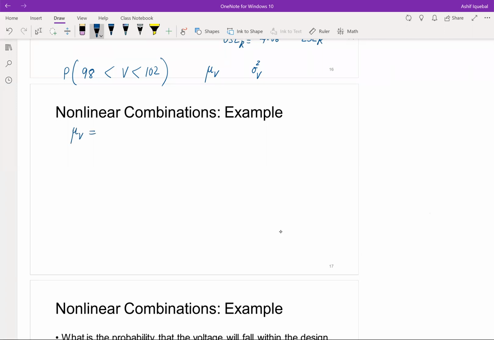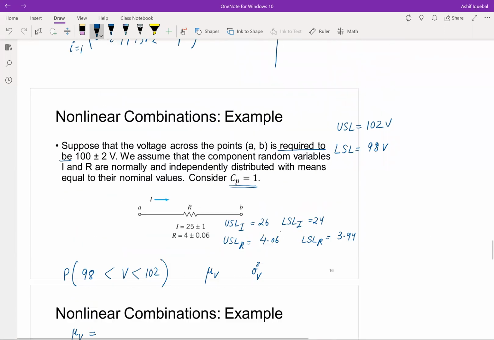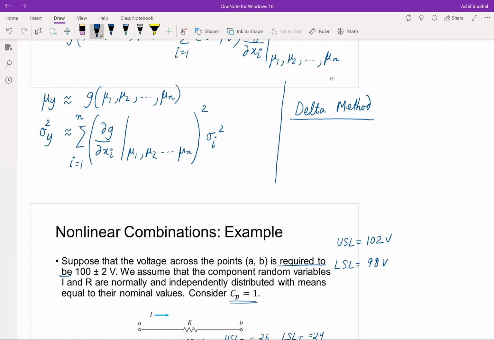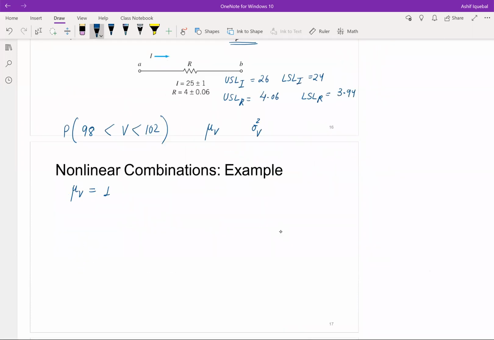Mu of V is nothing but the nonlinear function calculated at mu1, mu2, up to mu n, right? So the nonlinear function in this case is IR, and then we evaluate this function at mu of I and mu of R. So if we evaluate this, we will just get mu I times mu R, right? And we know that mu I is 25, mu R is 4. So we get mu V as 100.